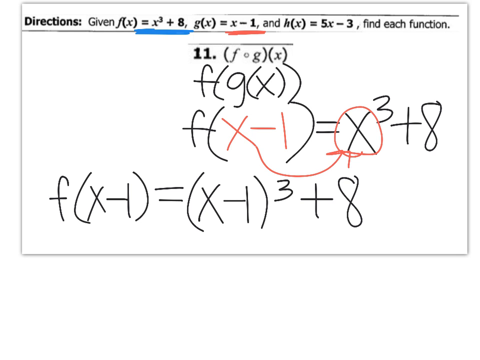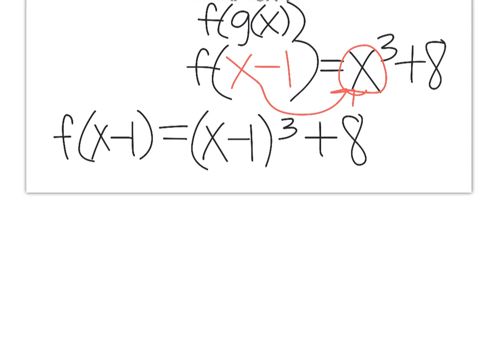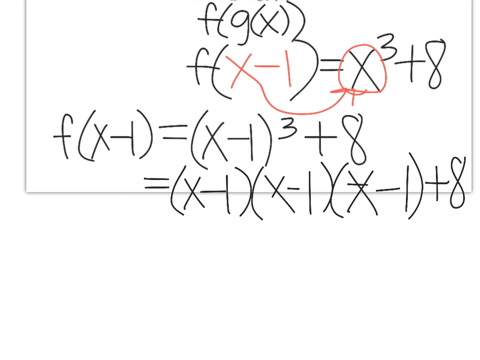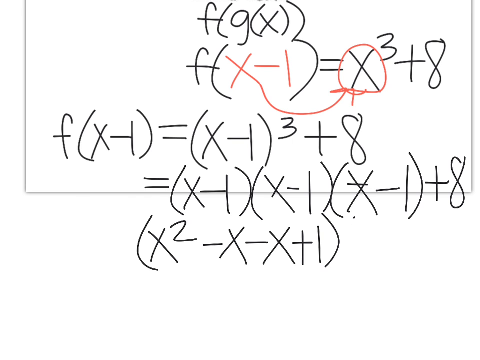Then it's just algebra. Now we have to multiply this out. Because there's a negative sign, it's subtraction. We're dealing with the difference of x and 1. We have to FOIL it out. So we want to say x minus 1 times x minus 1 times x minus 1 plus 8. Start with the first two terms. First, outer, inner, last. Copy the rest of the equation. Combine like terms.